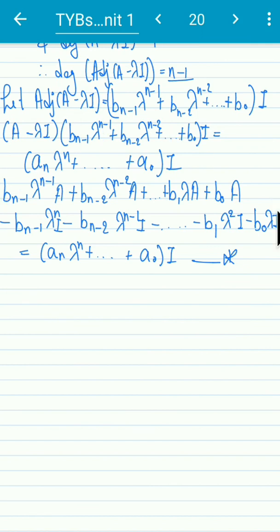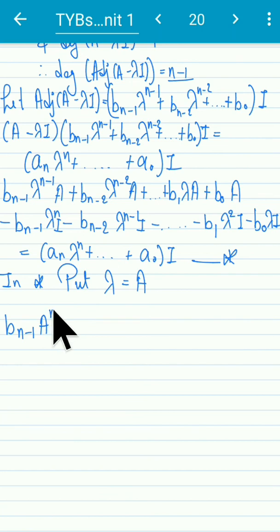This equation is really interesting. In star, I put lambda equal to the matrix A. Lambda is some variable, so I just put the matrix A. Let's see what happened. My first term becomes b n minus 1, and this lambda is replaced by A, so it is A raised to n minus 1 times A, so it is A raised to n, plus b n minus 2, A raised to n minus 2 times A, so A raised to n minus 1, plus dot dot dot, plus b1 A square plus b naught A.